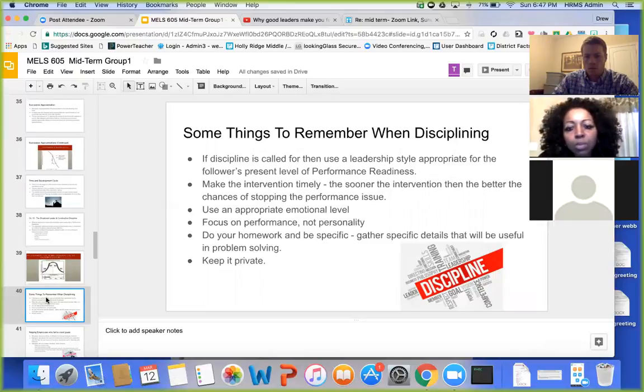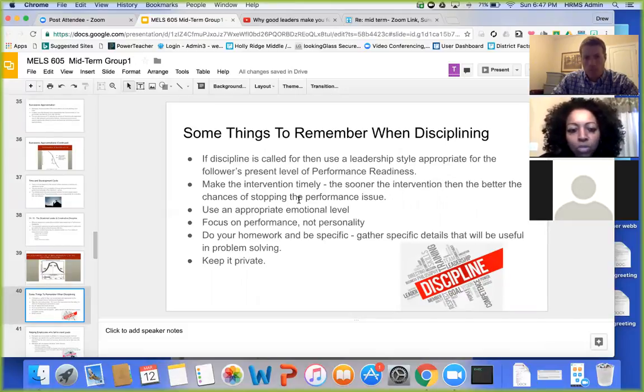Some things to remember when disciplining. If discipline is called for, then you use a leadership style that's appropriate for the follower's present level of performance readiness. So you have to meet them where they are. Make the intervention timely. The sooner the intervention, the better. That way, the chances of stopping the performance issue are more likely. You use an appropriate emotional level. Focus on the performance, not the person.